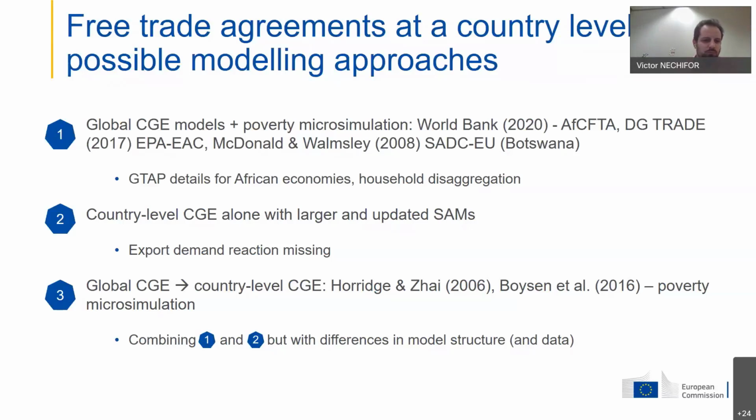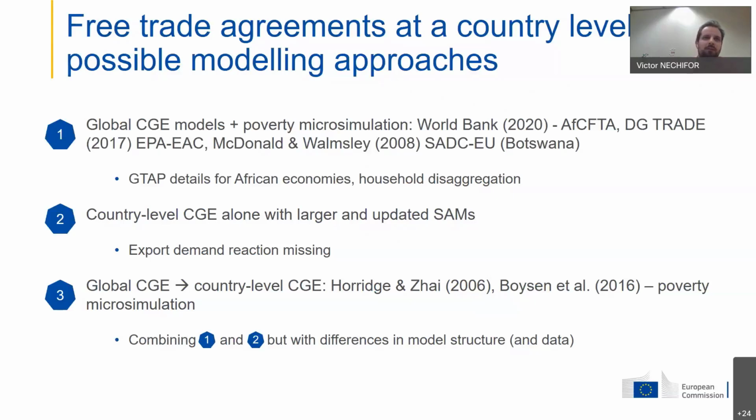Another avenue would be using a simple country level CGE, and the rationale is to be able to use a larger and more up-to-date social accounting matrix, something that really reflects the latest information about the inputs and outputs, or economic structure, of the country. One challenge is that, because it would be a country level focus, you're missing out a lot of the details around the behavior of the other countries. So you don't have export demand shifts unless you get this information from elsewhere.